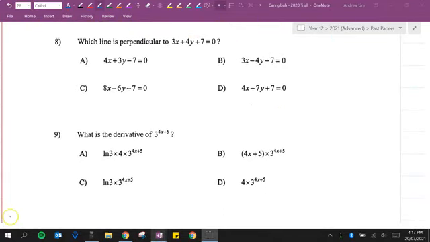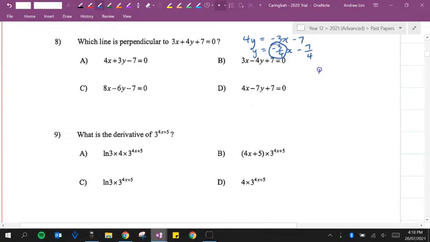Question 8. Which line is perpendicular to 3x plus 4y plus 7 equals 0? What I would do is rearrange this equation so I can work out what the gradient is, and then I know what gradient I'll need for a line that's perpendicular to that. So I'm going to move my 3x and 7 across, and divide both sides by 4. So the gradient of this line is -3/4.